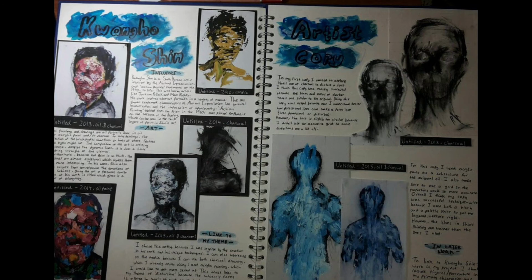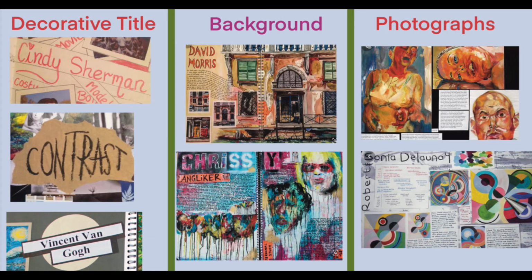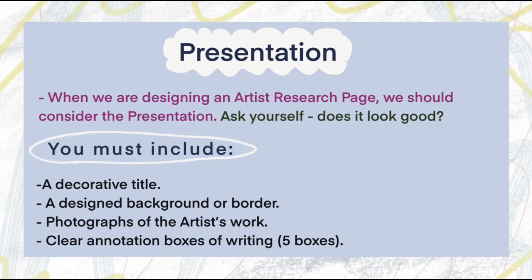So I've given you lots of examples here, guys, to get you inspired, but they all have some things in common. For example, they have a decorative title, and you can find ideas for these fonts online as well. They have a background or a border, so perhaps this is painted or coloured in with colouring pencils. And they have photographs or images on there that have been printed out, or maybe they've been created by the pupil. So for example, they've done a sketching or watercolour to really lift up the artist research page. So presentation is extremely important in art. We want it to look visually appealing as well as it being informative.